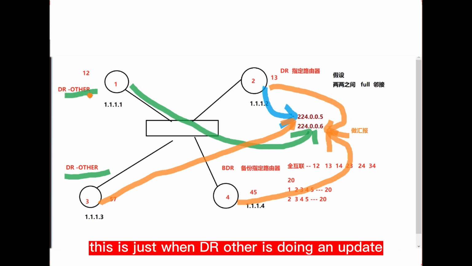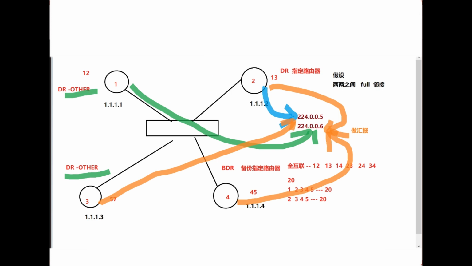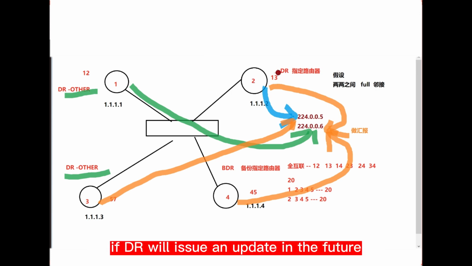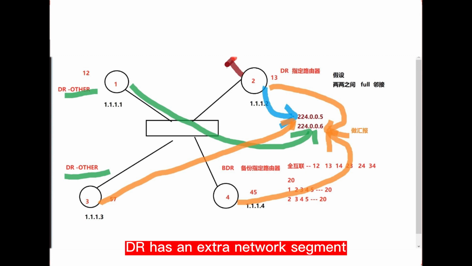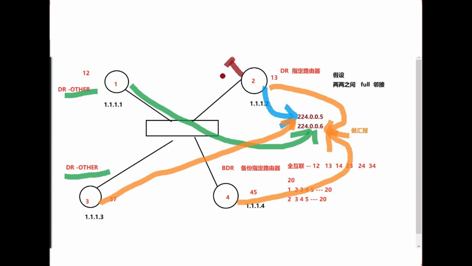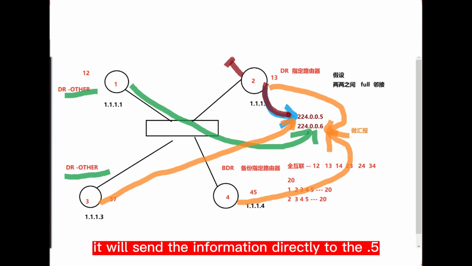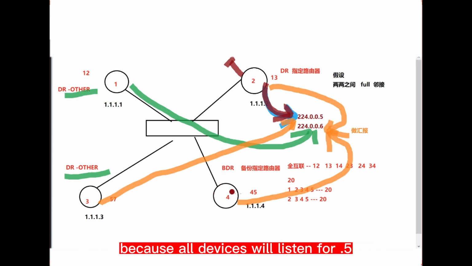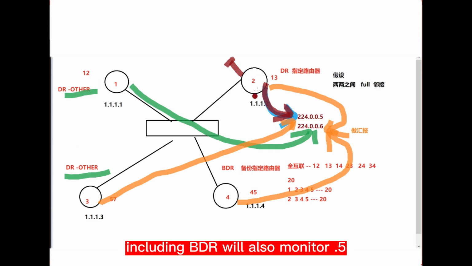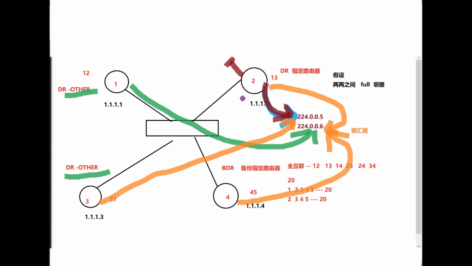This is just when DR other is doing an update. If DR will issue an update in the future, for example, DR has an extra network segment, 3.3.3.3, it will send the information directly to point 5. It is not issued to 4.6, because all devices will listen to 4.5, including BDR, which will also monitor point 5.